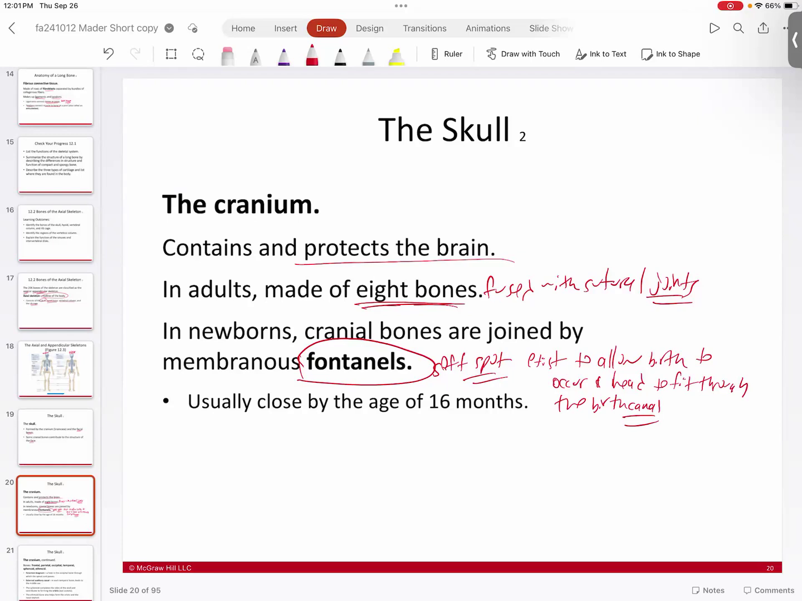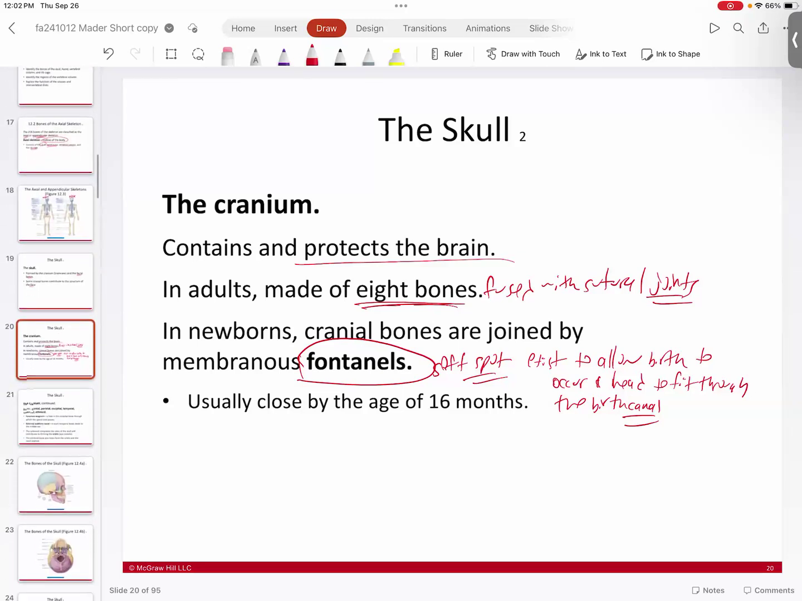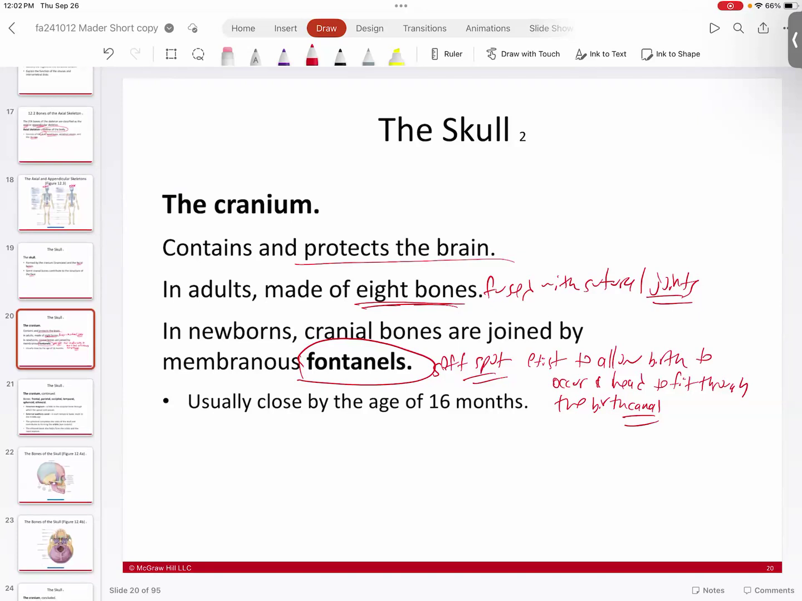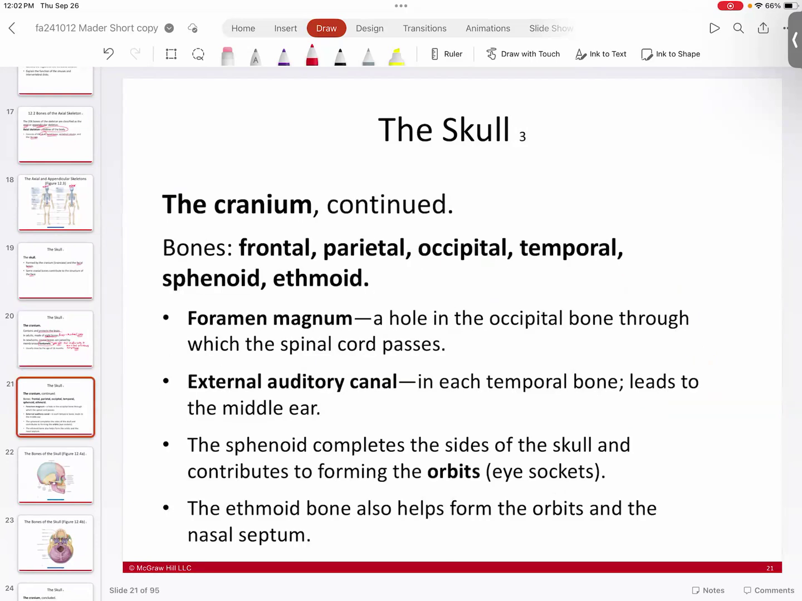If these skull bones had already fused together, then the baby's head would not be able to change shape, and the baby would not fit through the birth canal. Basically, it would probably kill the mother during birth, and it would probably kill the baby as well. So right after birth, these close up pretty quickly, and then the skull is completely fused together.